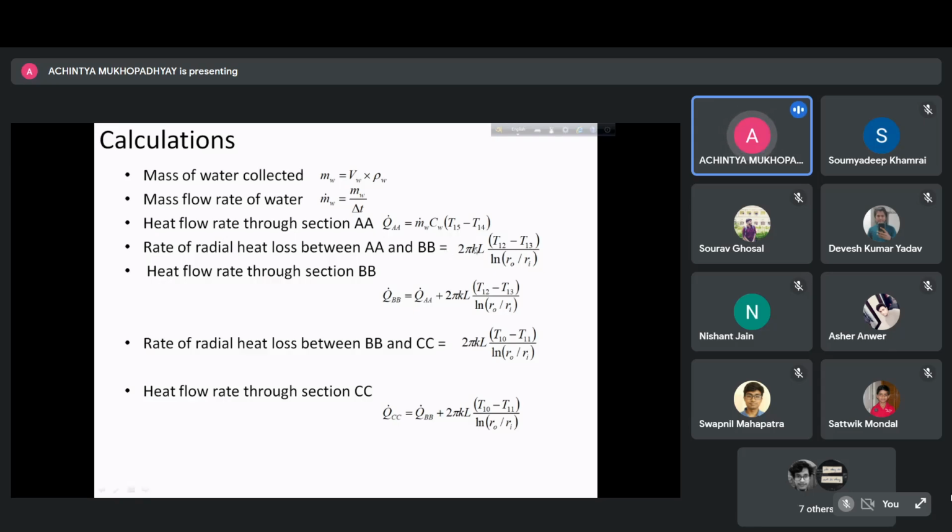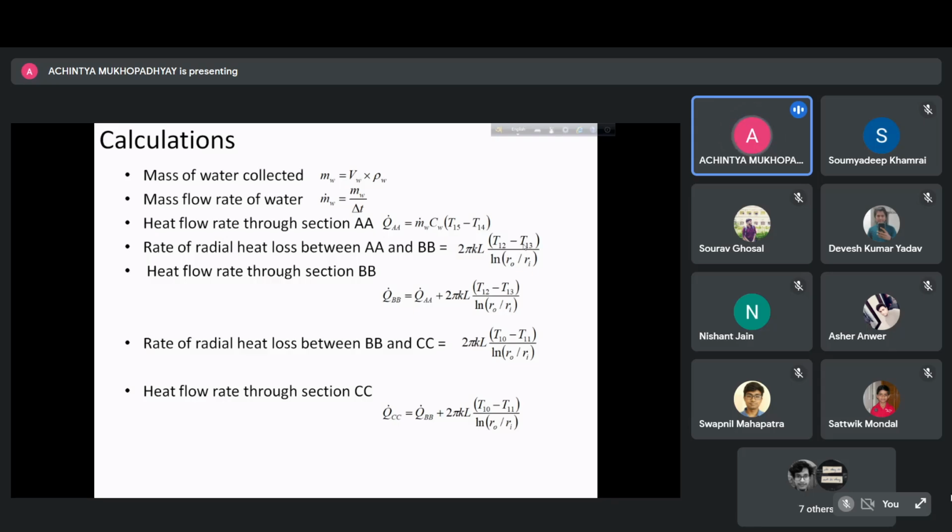Similarly, you can calculate by knowing the temperatures T1, T12, and T13, knowing the distance between sections AA and section BB, and the radial positions at which T12 and T13 are mounted. You get the rate of radial heat loss between sections AA and section BB.